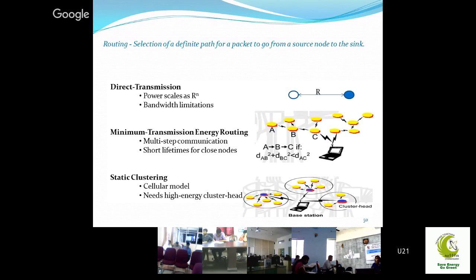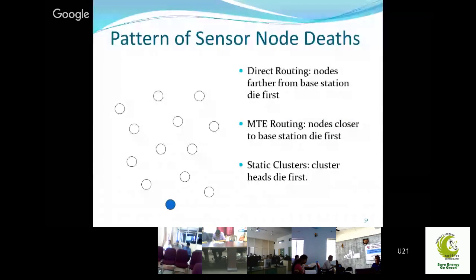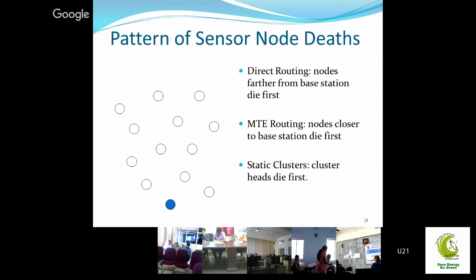So in that case, you try to minimize the d square loss of complete paths. Another method is static clustering. So what you can do, you can divide your nodes among different clusters, and the nodes are supposed to send their data to one representative called cluster head, and cluster head further sends the data to the base station. So if we see these three different scenarios, in the first case, the direct transmission case, due to d square loss, the nodes which are farther from the base station will die first. In the second scenario, nodes closer to the base station will die first because they will always be considered in the communication. The last one is static clustering. Because the cluster heads will be communicating each and every time, cluster heads are going to die first.